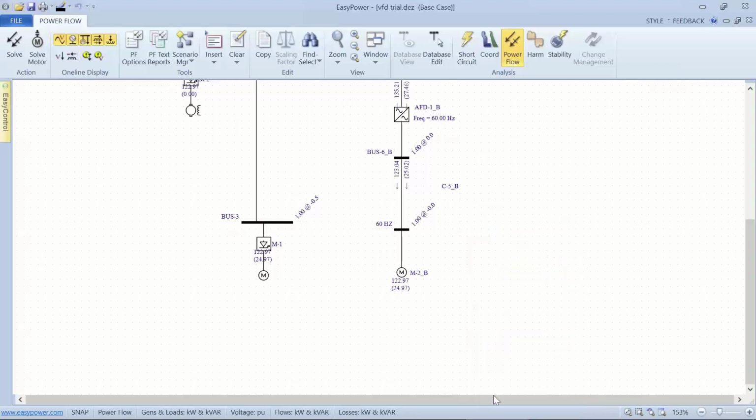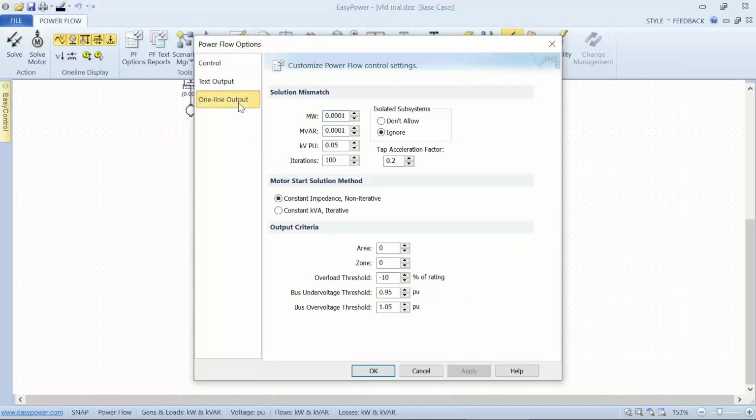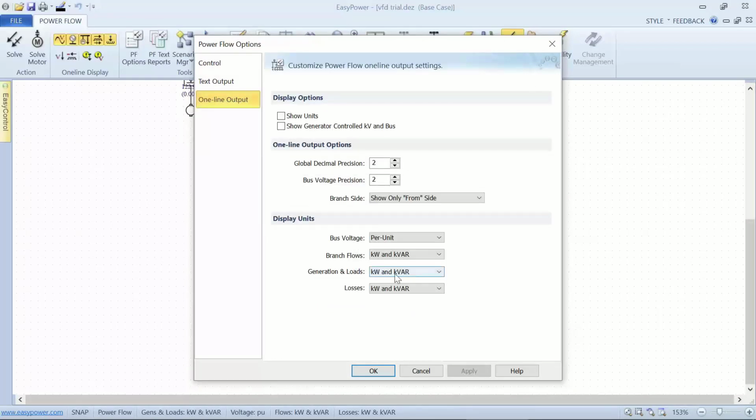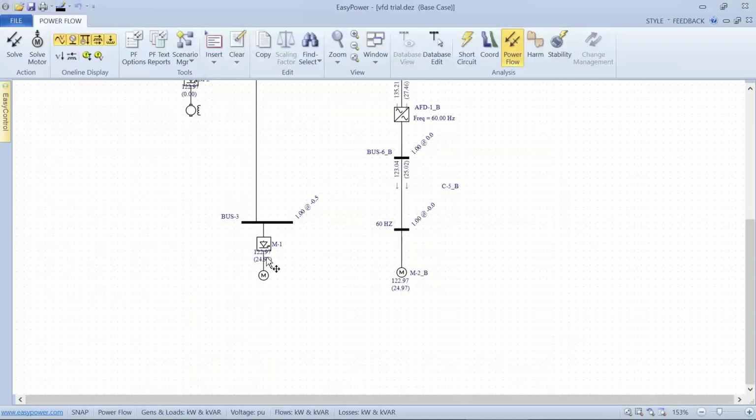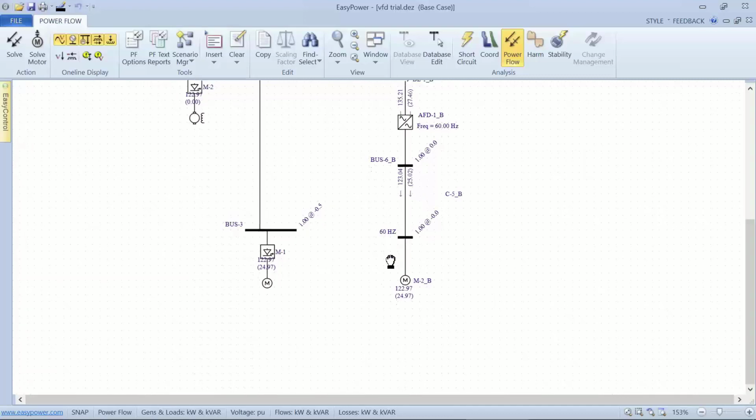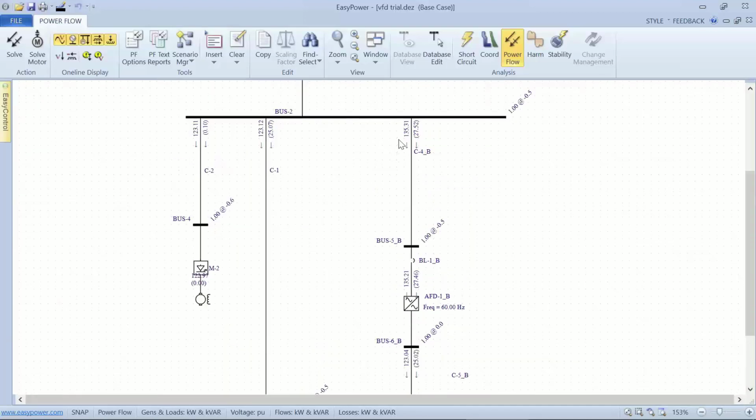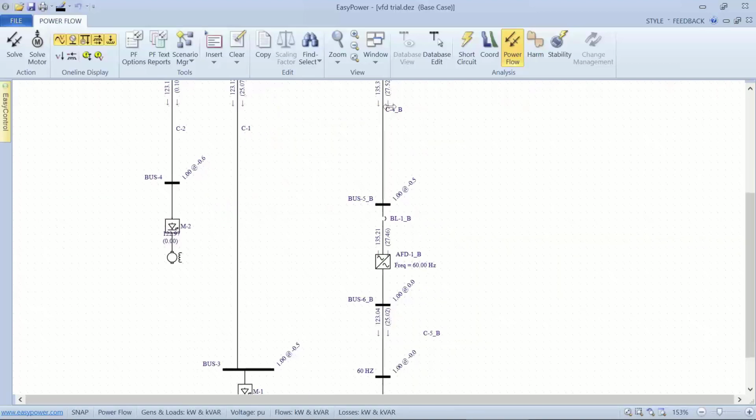We look at the PowerFlow options. We're showing on the one line the kilowatt and kilovar on the motors and the loads and the generators. So we're showing 122.97 kilowatts and 24.97 kilovars on both of these motor connections. Now, there's a difference upstream where this is actually drawing more current. It looks like it's about 10 kilowatts or so, and I think that's a function of the losses that we're trying to simulate in the controller itself.